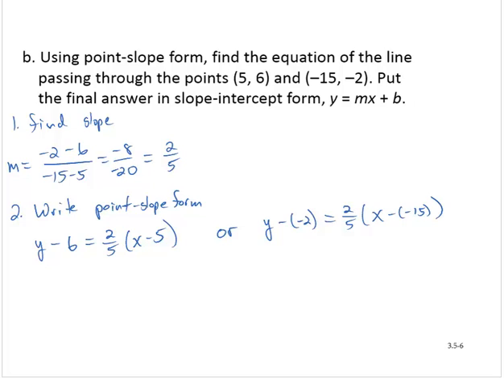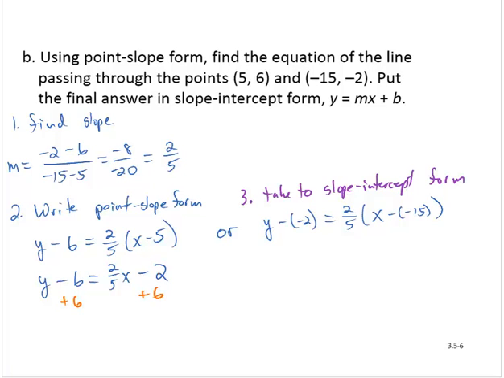And now my third step will take it to slope-intercept form. Alright, so in the first case, y minus 6 is equal to 2/5 of (x minus 5). Y minus 6 is equal to, using the distributive property on the right, 2/5 x minus 2. And then I would add 6 to both sides. And I find that y equals 2/5 x plus 4.